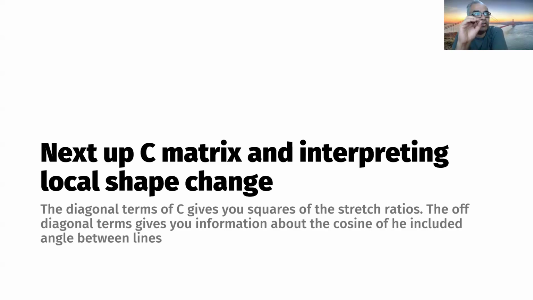The diagonal terms of the C matrix give you the square of the stretch ratios. And the off-diagonal terms give you information about the cosine of the included angle between lines. So this is the meaning. You can see that the off-diagonal terms don't directly give you the cosine, they give you some information about it. You have to extract the cosine from that. I will show you how to do that with this particular calculation.